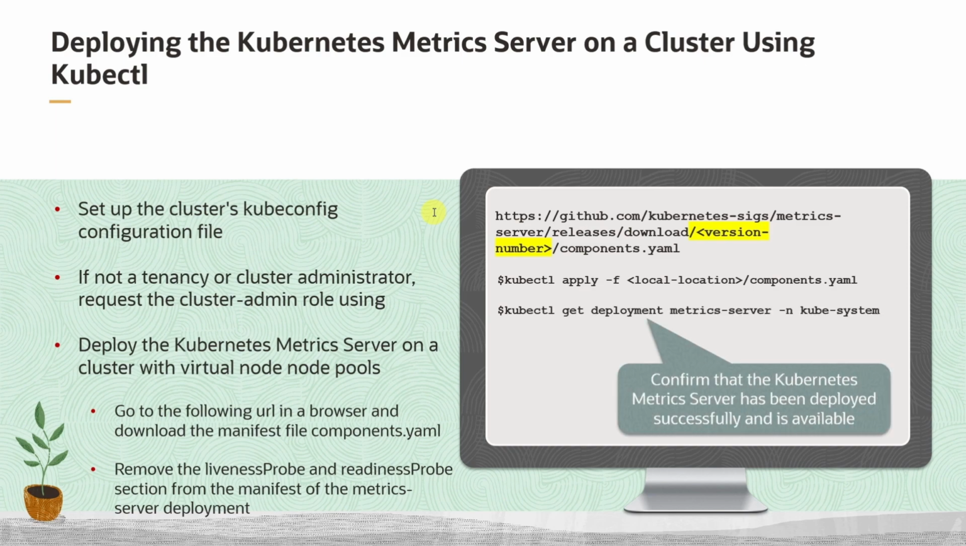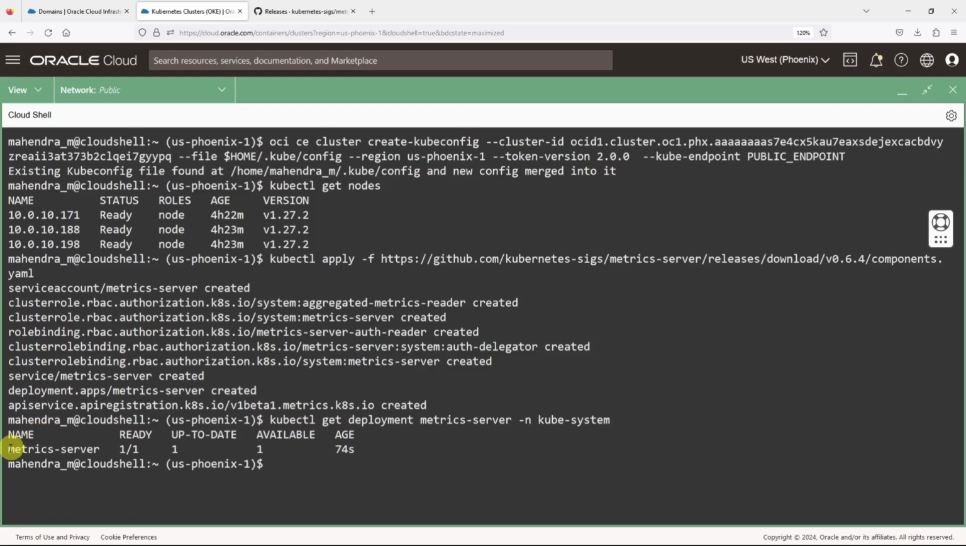To confirm that the Kubernetes metrics server has been deployed successfully and is available, you must enter the command kubectl get deployment metrics-server and specify the namespace by using -n. The namespace is kube-system. The output will confirm whether the metrics server is ready or not. As in our case on the managed node pool, the metrics server was successfully deployed.